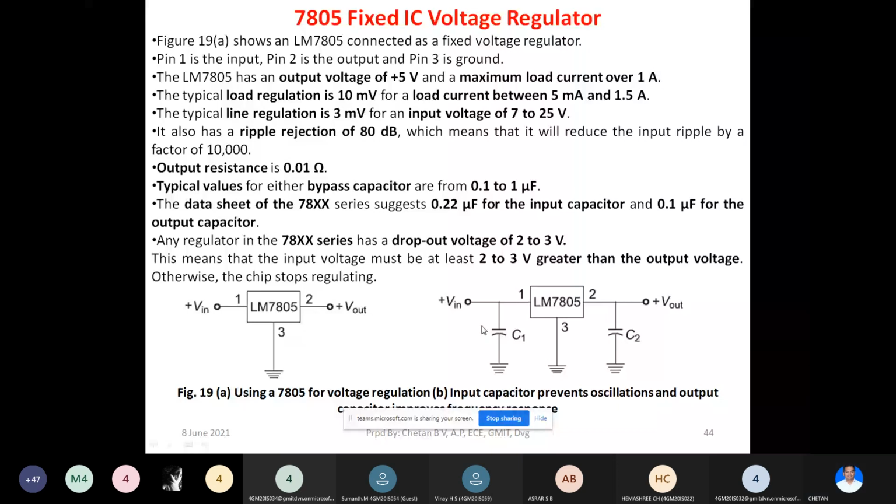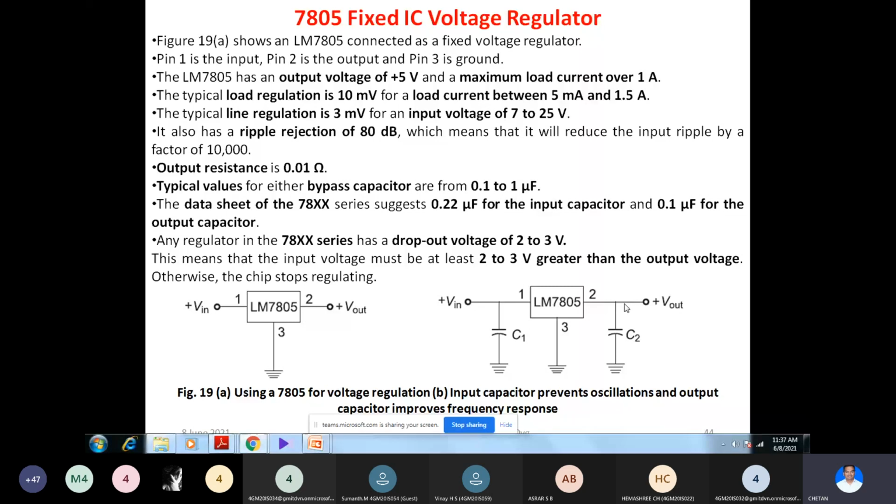Similarly, C2 is used to improve the frequency response. Whatever output comes from this 7805 is first fed to this C2. In turn, C2 acts as a voltage source, and from C2 you pick the output. Therefore, you have a better frequency response.